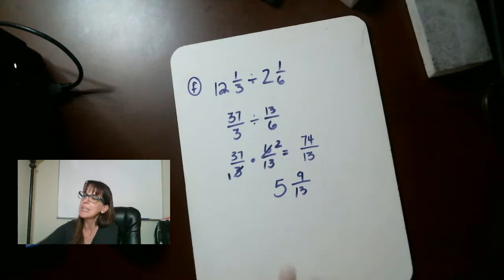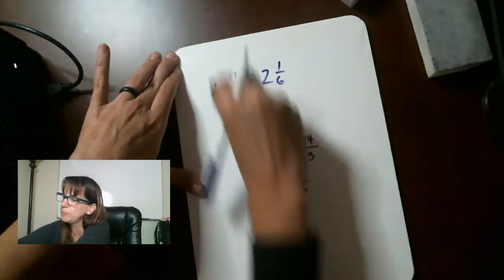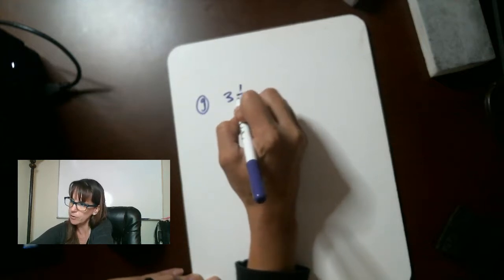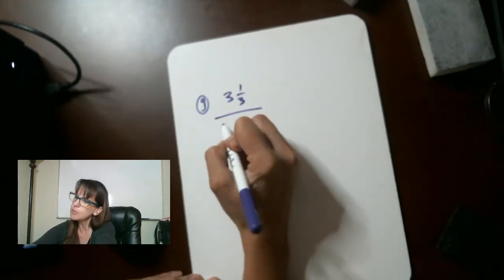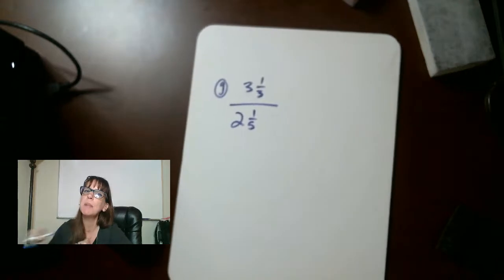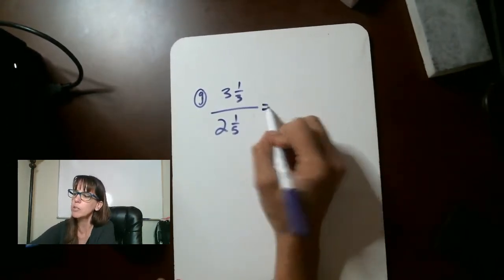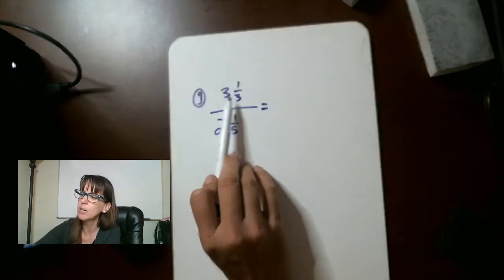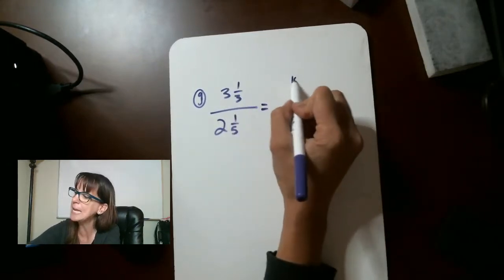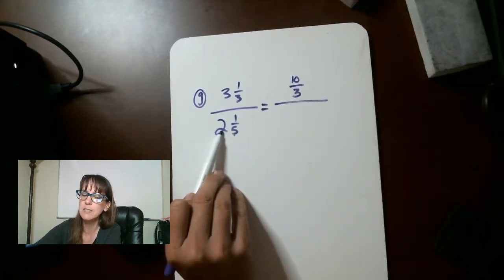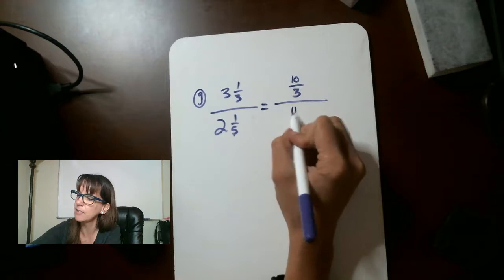Okay, now just as a refresh for some of these other ones, for G, we have a fraction over a fraction, 3 1/3 divided by 2 1/5. This is called a complex fraction because we have a fraction in the top and a fraction in the bottom. We're going to treat it very similar to what we did before. 3 times 3 is 9, plus 1 is 10, so 10 over 3. Over 5 times 2 is 10, plus 1 is 11 over 5.